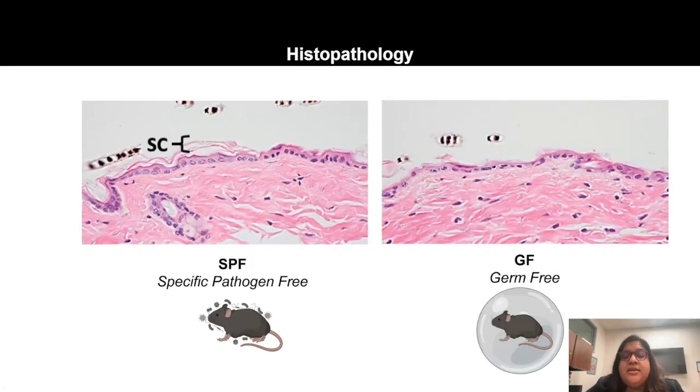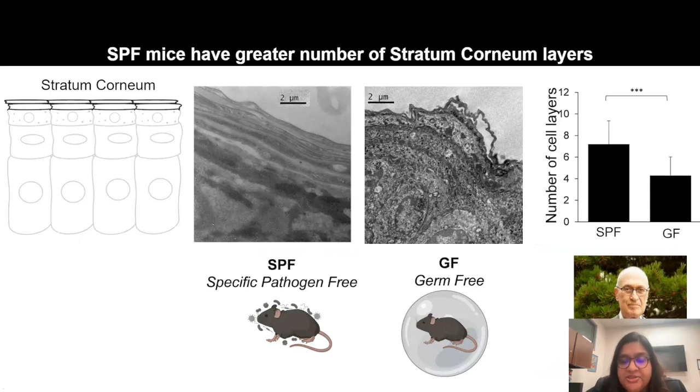When we look at the histopathology of these mice under the microscope, we don't really see a remarkable difference stand out when we look at specific pathogen-free mouse skin versus that of germ-free skin. However, if we do electron microscopy on these sections, we can actually see that SPF mice have a greater number of stratum corneum layers.